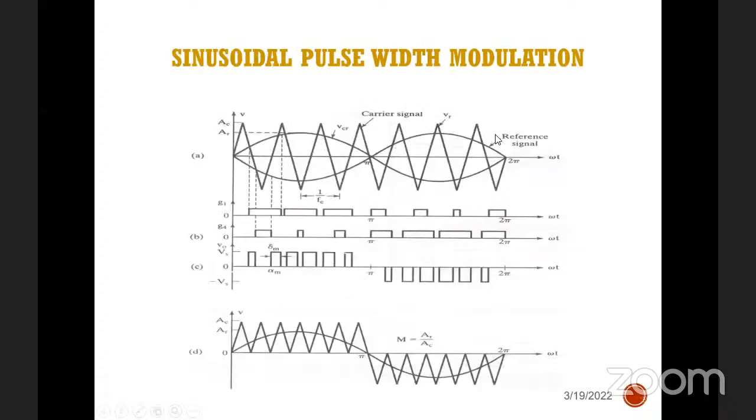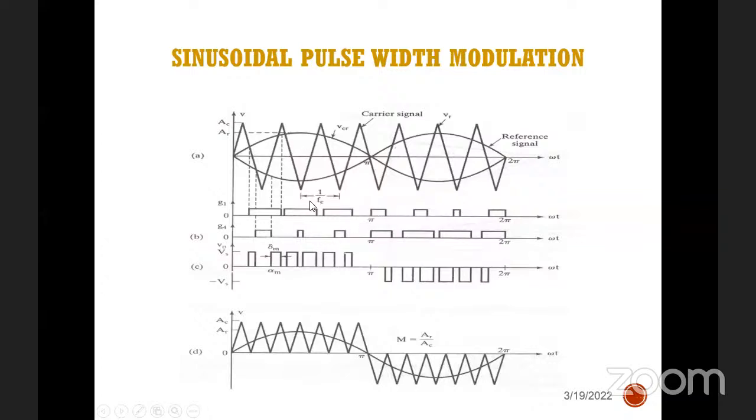The next one is sinusoidal pulse width modulation. Here the reference signal is sinusoidal and the carrier signal is a triangular waveform. During this interval, the reference signal magnitude is greater than the carrier signal, so this is the width of the pulse. You see here, the width of the pulse is very high here. And after that, during this interval, this is the width of the pulse. During this interval, this is the width of the pulse. During this interval, this is the width of the pulse.